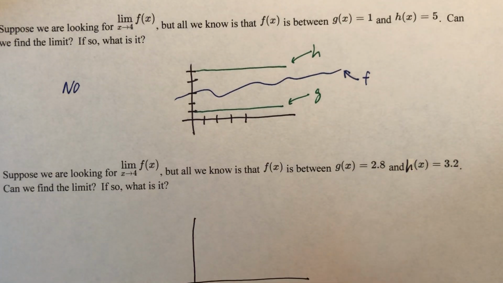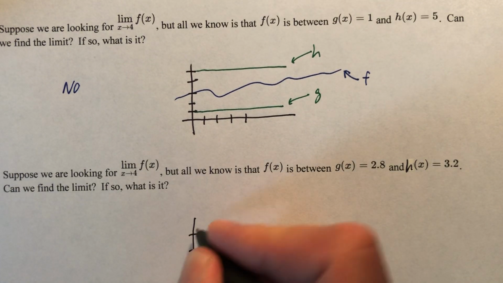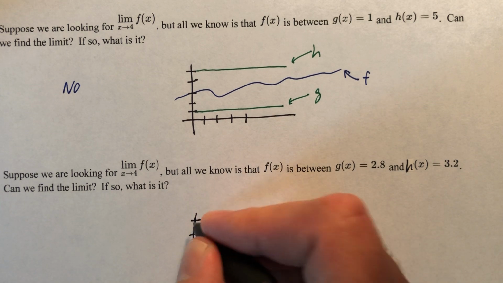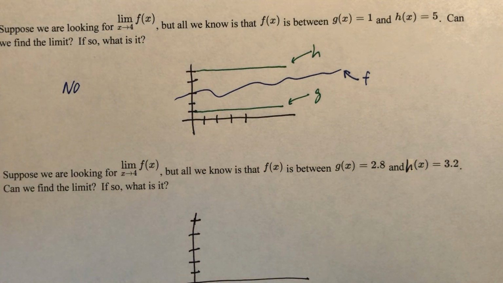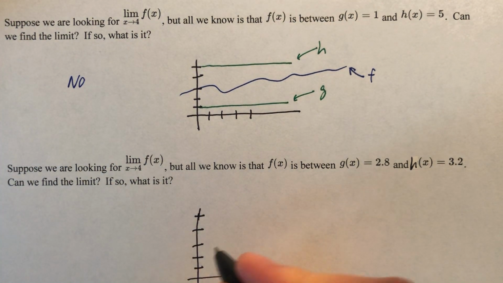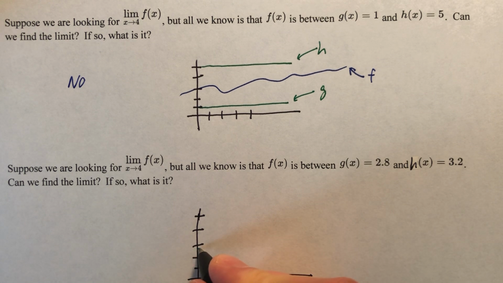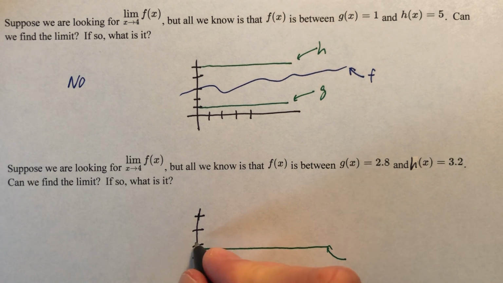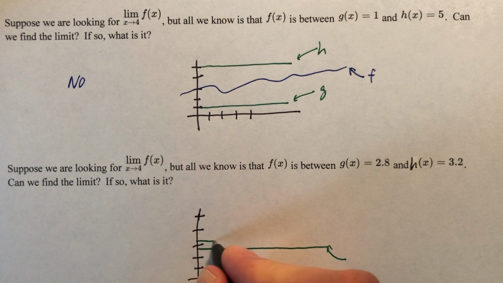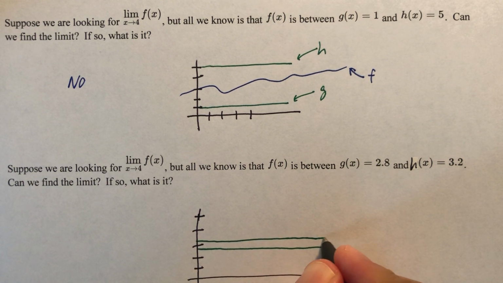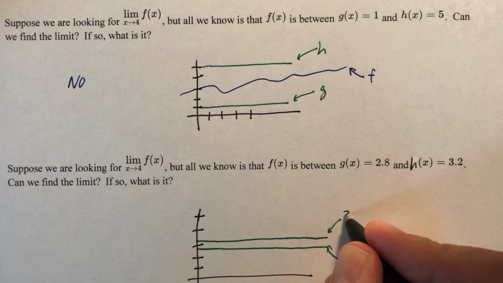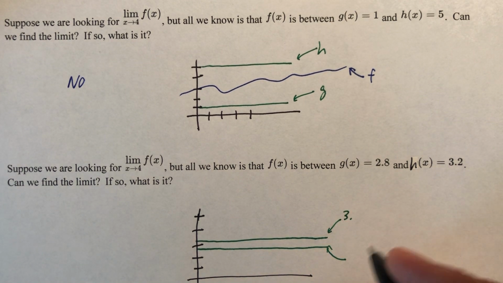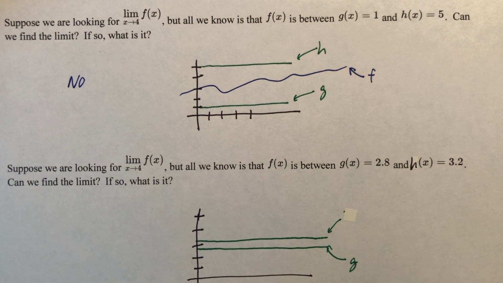Let's draw another picture. We're going to have 1, 2, 3, 4, 5. I drew a little bit too much. Let's go green on g, which is at 2.8. 2.8 is about right here. There we go. So here's g. And here's h at 3.2. Oops, I was about to put the number. That should be g. This should be h. There we go. Get it right. And I know that f is between them.